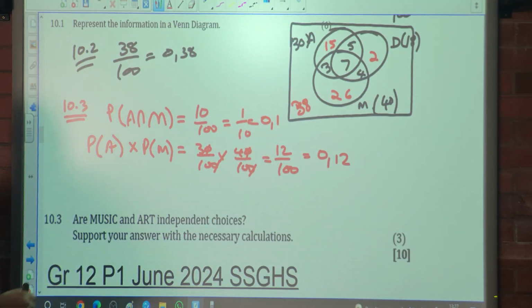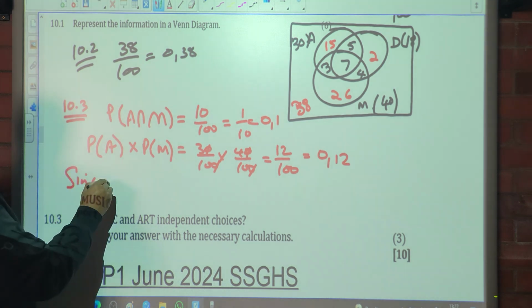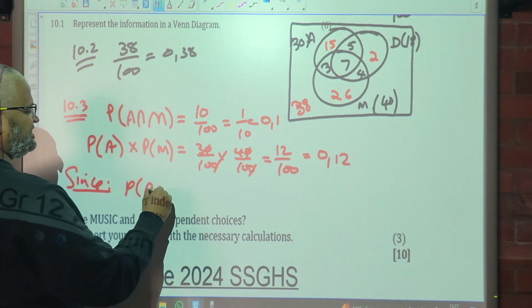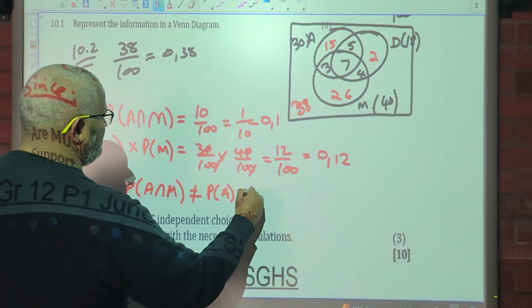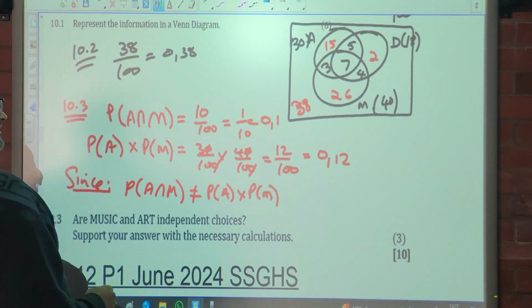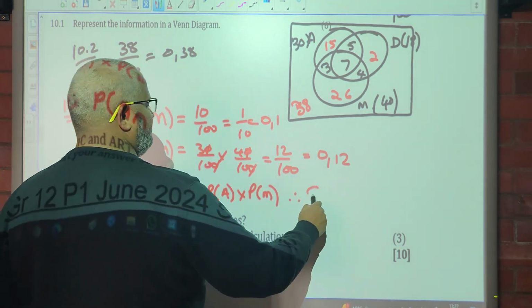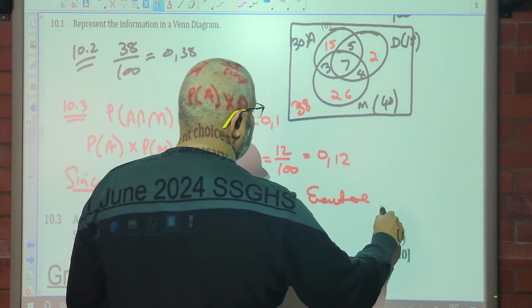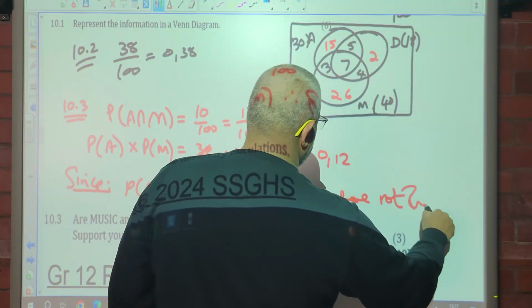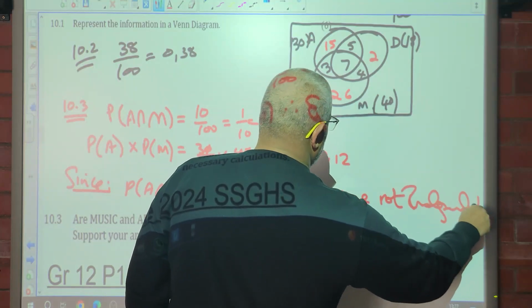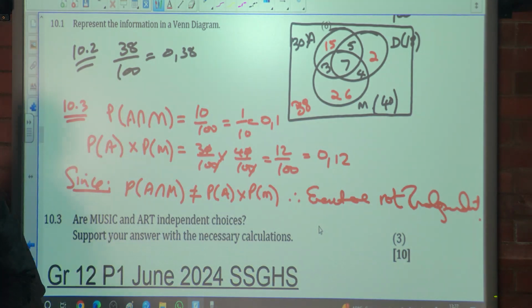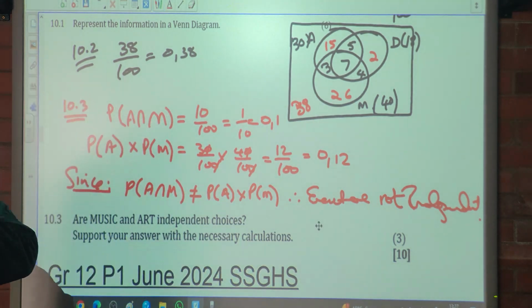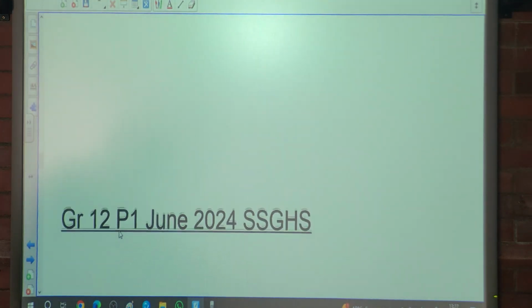Are they equal? So we say since the probability of A intersection M is not equal to the probability of A times the probability of M, therefore, the events are not independent. Or we could have just said it is dependent events, they depend on each other. Okay. Let's go to the next question.